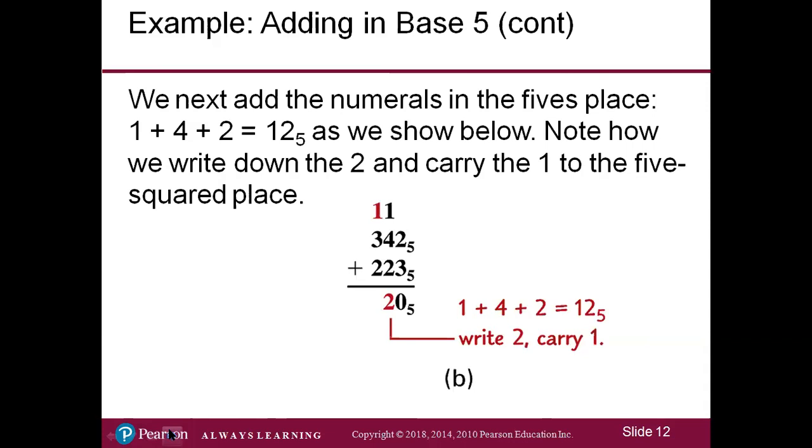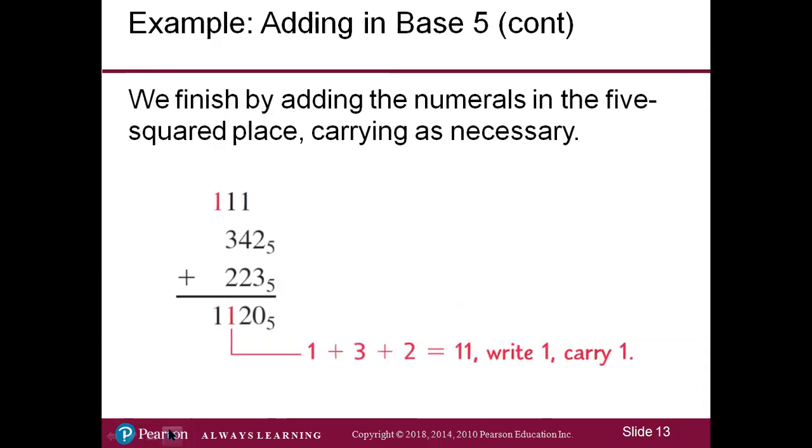Next, we have the numerals in the 5's place. The 1 that we carried plus 4 plus 2 equals 7, which written in base 5 notation is 1 five and 2 units for a 7, right? So we bring down the 2, carry the 1.